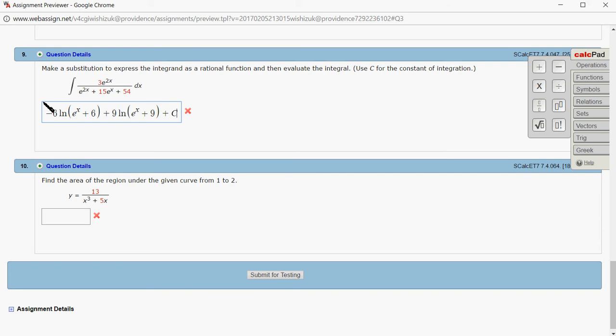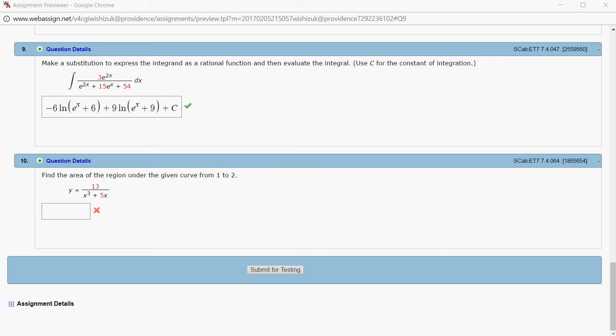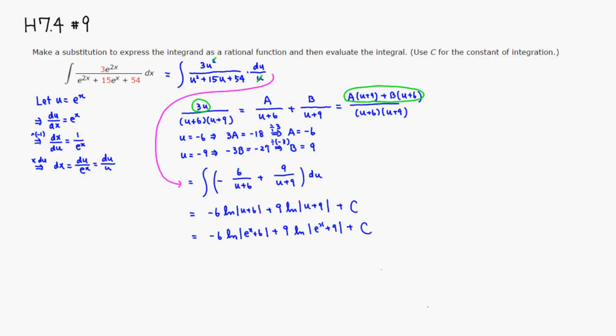Alright, so let's submit for testing. It came back and looks like we got this one correct. Alright, that's it. I hope that this was clear.